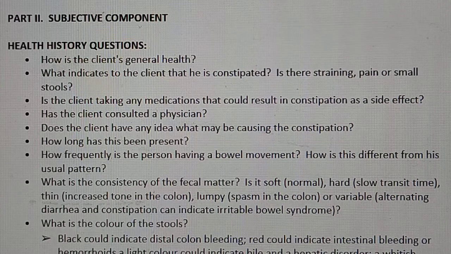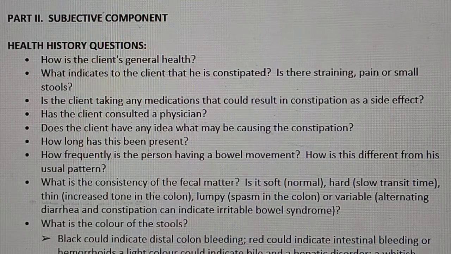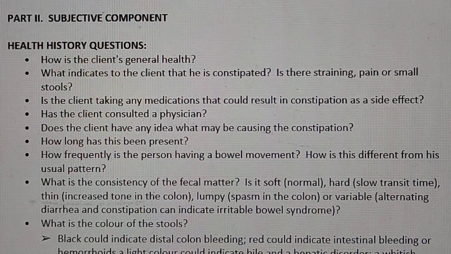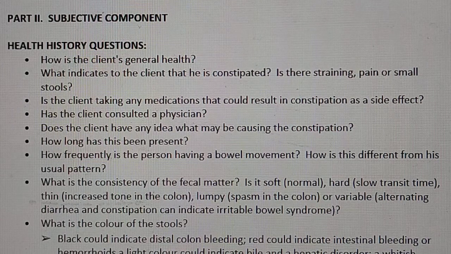Now, is there any pain present when the client tries to move his or her bowel? If there's pain, then you're going to ask the client as well, what type is it? What type of pain? When and where does it occur? Is it dull, achy, or shooting? You have to ask the client to describe the pain.